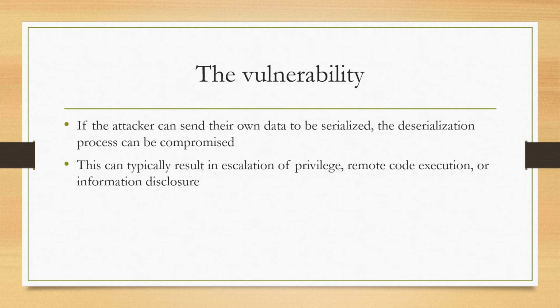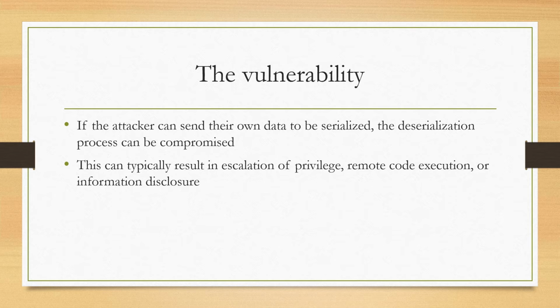So the vulnerability here is that an attacker can send their own data to be serialized, and then the deserialization process will be the portion that gets compromised. When the server pieces together the byte stream, we can potentially input data that is insecure. If the server doesn't do proper validation on that data, it will potentially be able to cause some form of impact, whether it be escalation of privilege, remote code execution, or information disclosure. There are a lot of different potential impacts of this type of vulnerability.